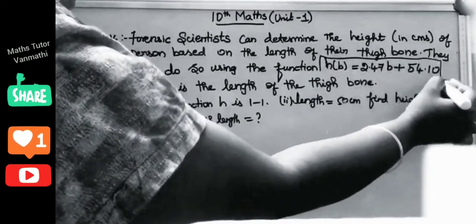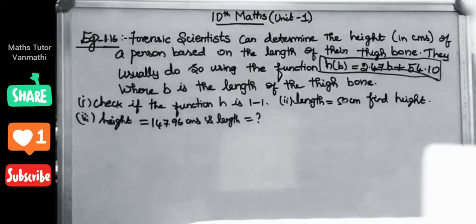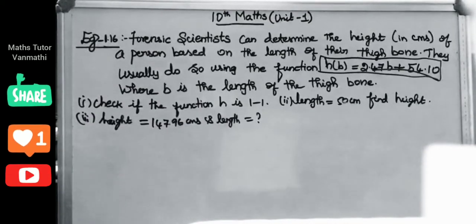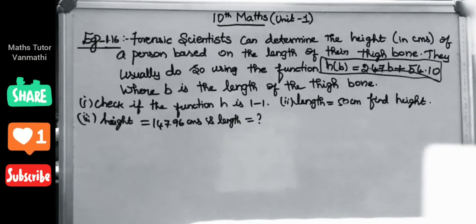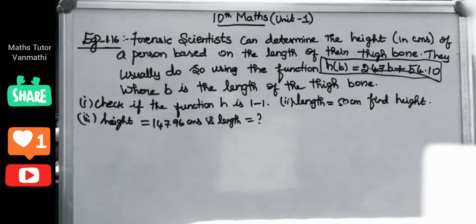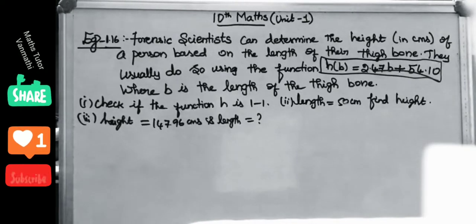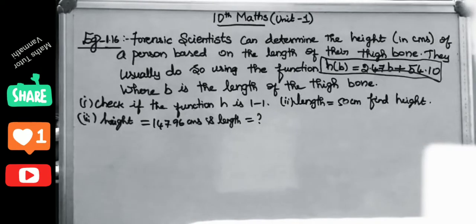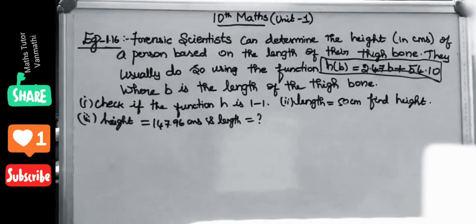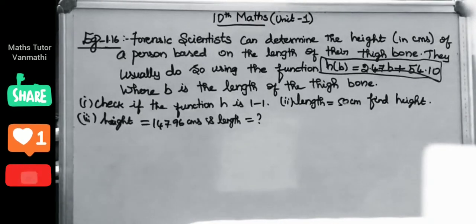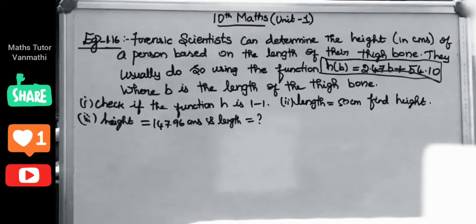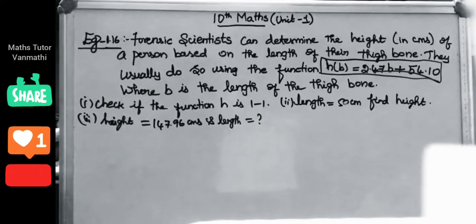h of b is equal to 2.47b plus 54.10. Here b is your length of the thigh bone and h is your height. Here we are going to find three subdivisions. First, we are going to check whether this function h is 1-to-1 or not. Second, we are going to find the height using the length 50 centimeters. Third, we are going to find the length using the height 147.96 centimeters. Let us go on to the solution.